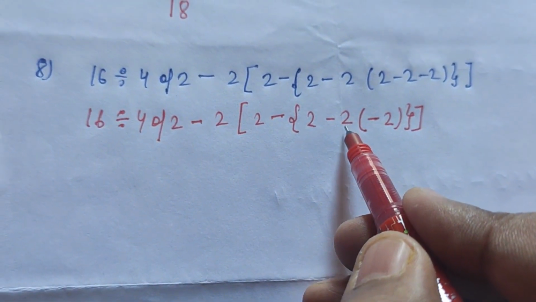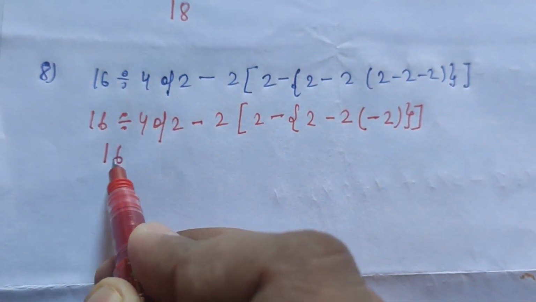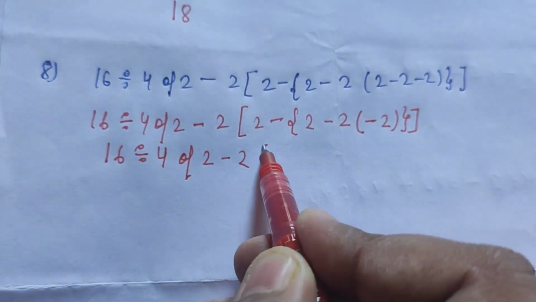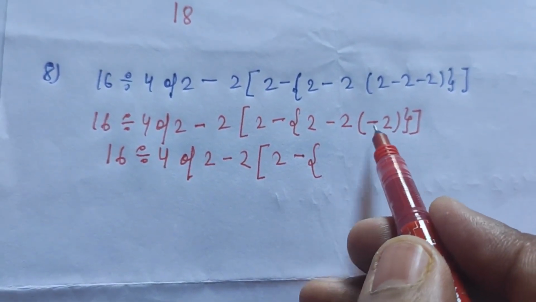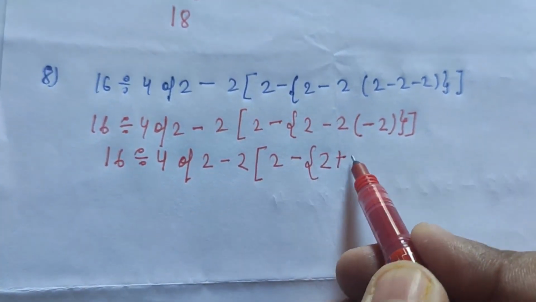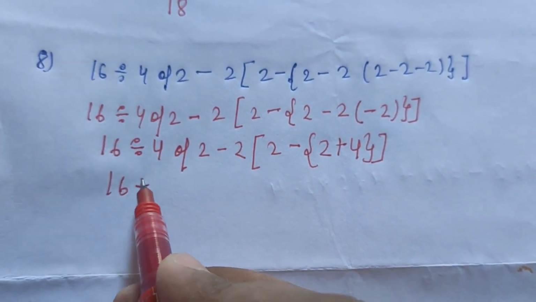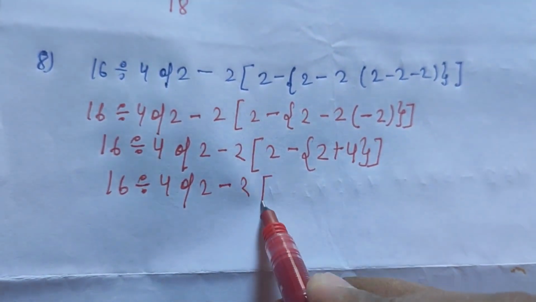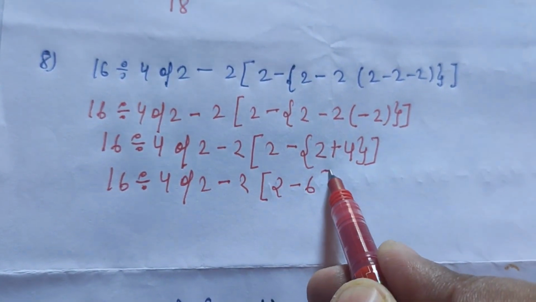Now I told you when there is no symbol between bracket and number, then what do we do? We will multiply. So 2 and minus 2 will be multiplied here, and minus 2 then it will be plus 4. Now you can see here, now we are on curly bracket, and curly 2 plus 4 it will be 6, then we will write minus 6.